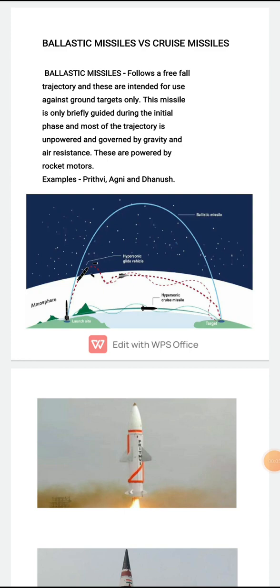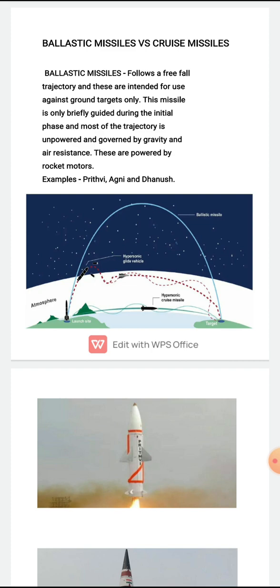Today, we will be studying the difference between ballistic missile and cruise missile. So, firstly, talking about the ballistic missile. A ballistic missile follows a free fall trajectory, or ballistic trajectory, or a parabolic path. What does it mean? Gentlemen, if you see in the picture just below, you will find that there is a launch site from which a ballistic missile is launched.